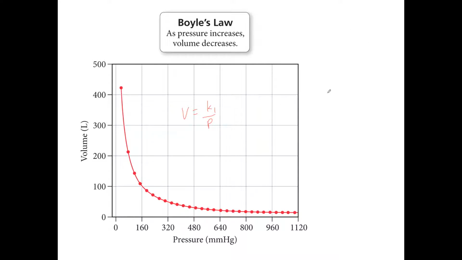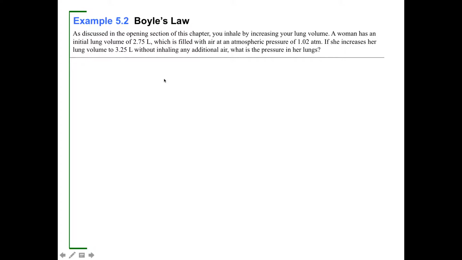Okay, so let's solve a problem. Again, Boyle's law is P1 V1 is equal to P2 V2, right? Here's another version of that. As discussed in the opening section of this chapter, you inhale by increasing your lung volume. A woman has an initial lung volume of 2.75 liters. V1 is equal to 2.75 liters, which is filled with air at atmospheric pressure of 1.02 atmospheres. P1 is equal to 1.02 atmospheres, right?